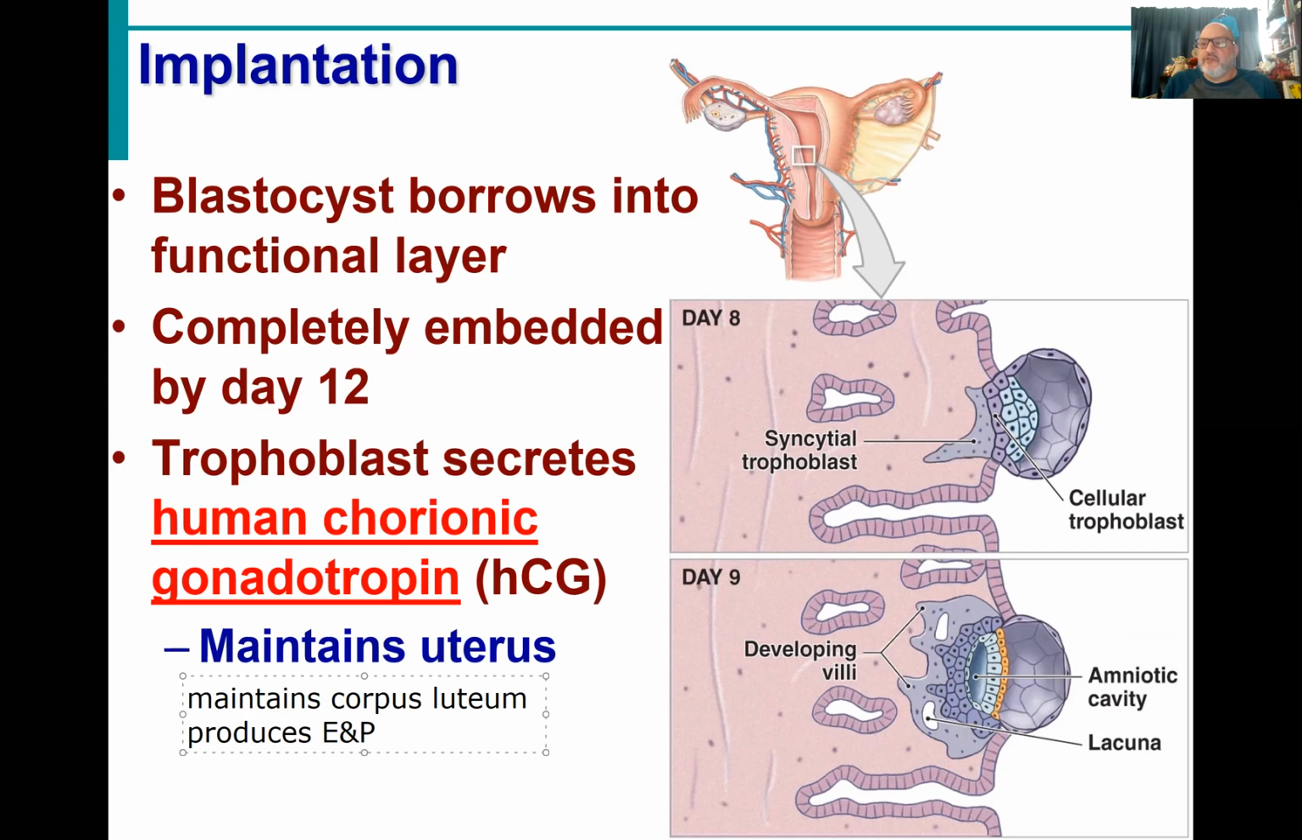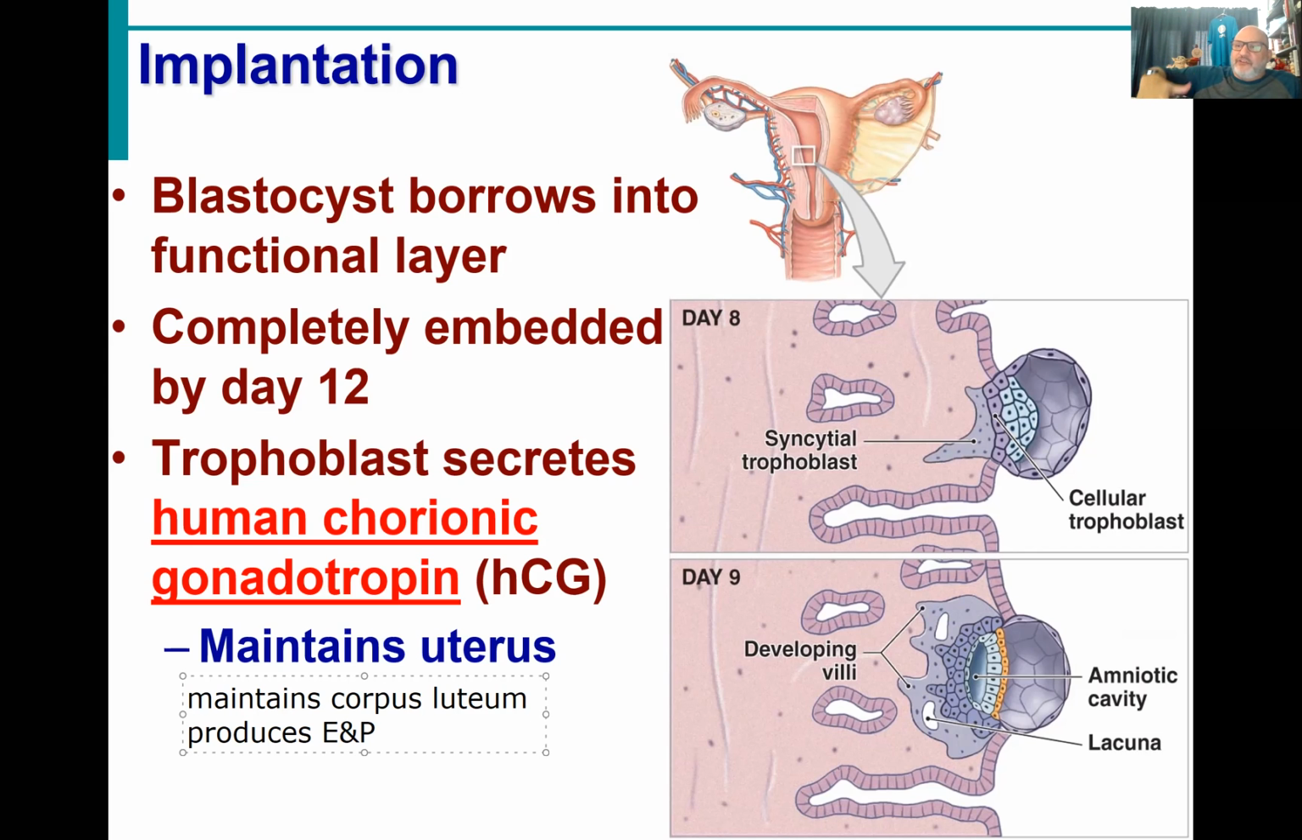So remember, the difference between the embryonic stage and the fetal stage is really who's producing the hormones. During those first 9 weeks, it is the corpus luteum and the ovaries that are producing the estrogens and progestins. After week 9, the placenta has formed and it is producing the estrogen and progestins. So yes, after the placenta forms, the corpus luteum is no longer maintained. And yes, you are correct. That's what human chorionic gonadotropin does.